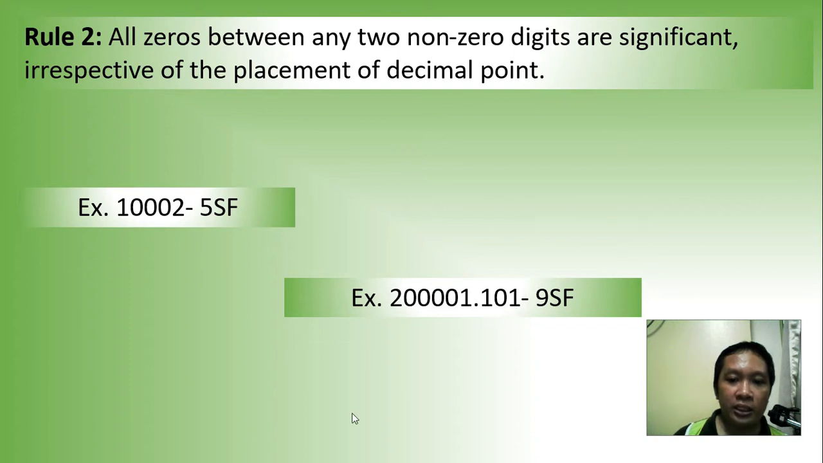0.0101. Okay, so in this case, you will notice that there is a decimal point, but there are zeros in between non-zero digits. So considering that between 2 and 1 there are zeros, and there is a decimal point, irrespective of this, all zeros in between these non-zero digits are significant. So in this case, there are 9 significant figures. All of the zeros are significant.